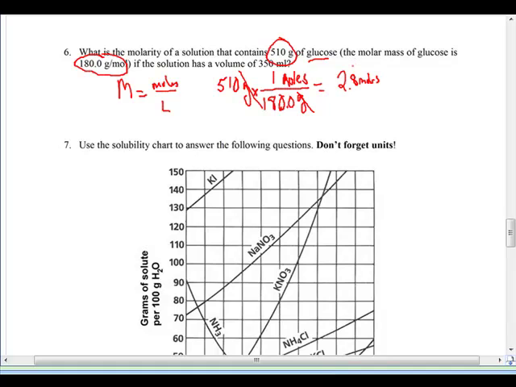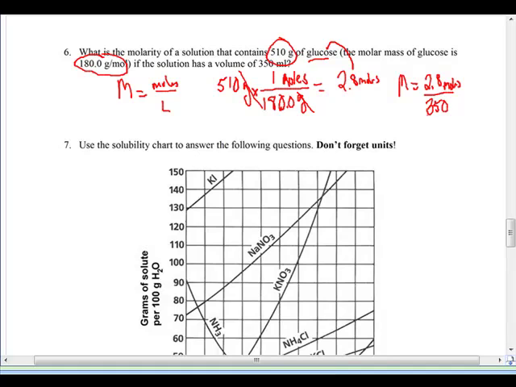Now that's, like I said, just behind the scenes. That's just taking your mass of glucose and converting it to moles. Now we actually have to run the problem. Molarity equals 2.8 moles over our volume. And our volume is 350 milliliters.